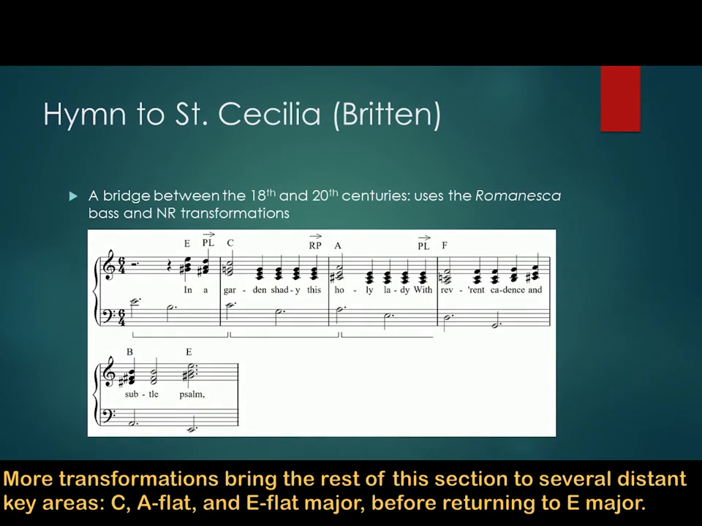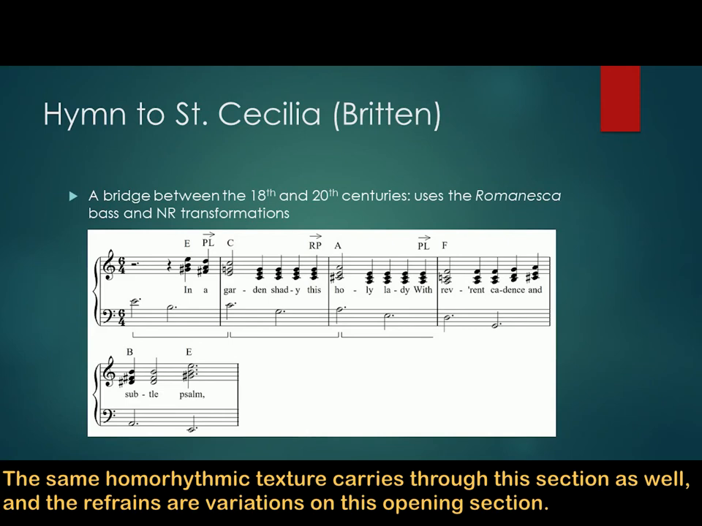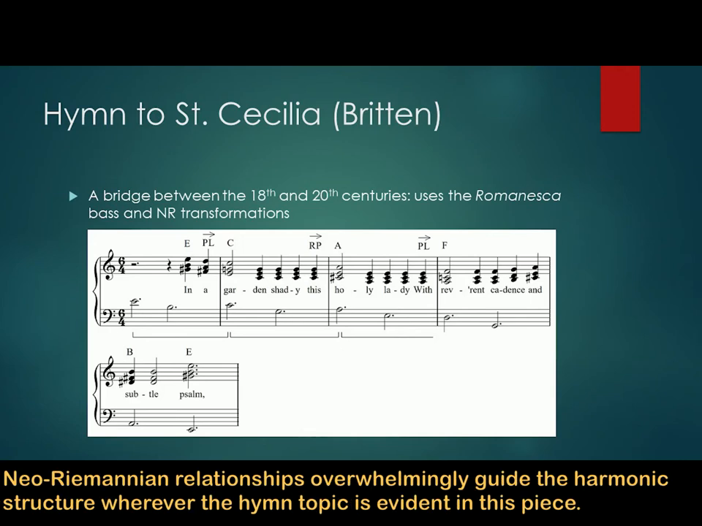More transformations bring the rest of this section to several distant key areas, C, A flat, and E flat major, before returning to E major. The same homorhythmic texture carries through this section as well, and the refrains are variations on the opening section. Neo-Riemannian relationships overwhelmingly guide the harmonic structure wherever the hymn topic is evident in this piece.